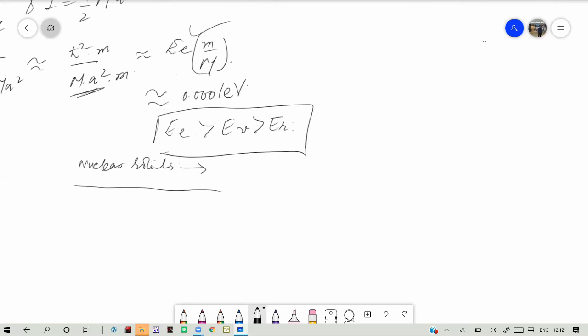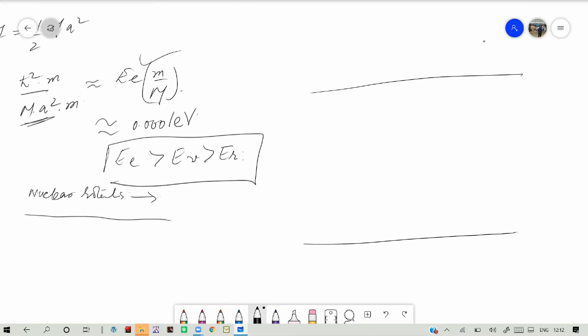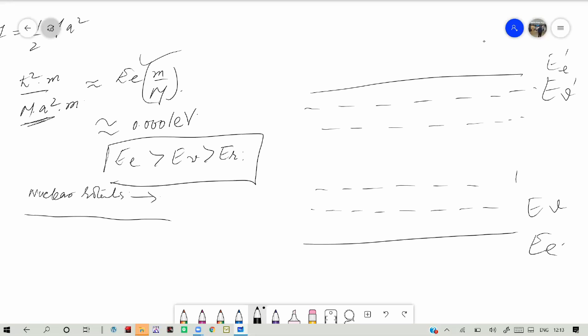So if you want to draw the energy level diagram, you have somewhere these electronic energy levels, this E dash, then you have vibrational energy levels in between them, then you have rotational energy levels. So remember that this is EV dash, this is EV, this is ER dash, ER.